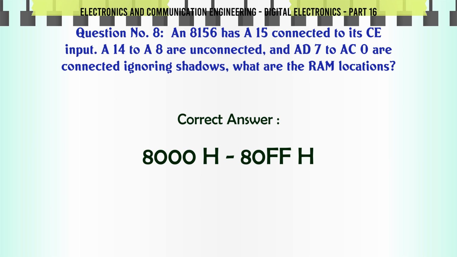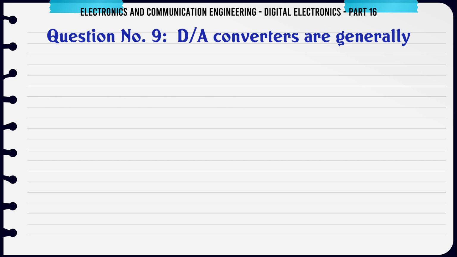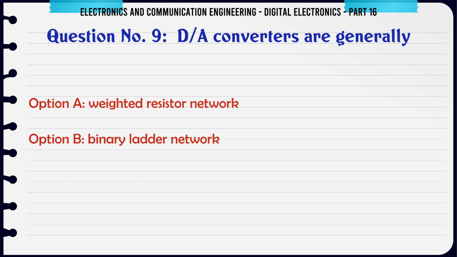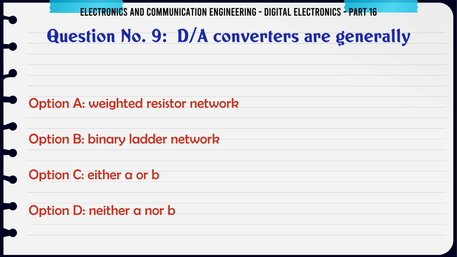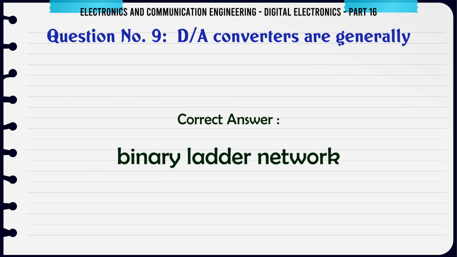8000H to 80FFH. DA converters are generally: A. weighted resistor network, B. binary ladder network, C. either A or B, D. neither A nor B. The correct answer is binary ladder network.